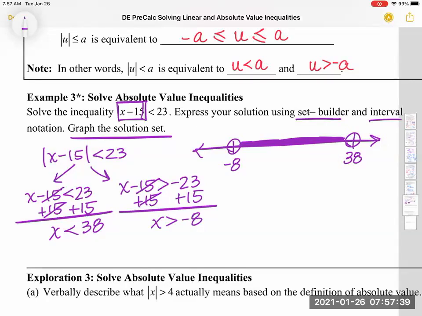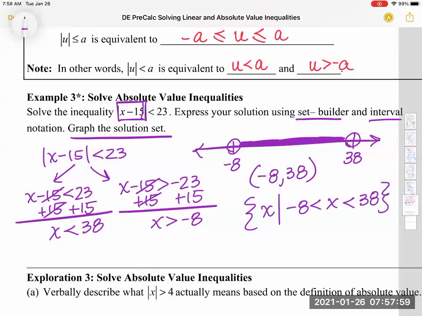Your interval notation would be parentheses, negative 8, comma, 38, like that. And your set builder notation would be little curly brackets, x, line, and then we can write this as negative 8 is less than x is less than 38, okay? You just take your number that's on the left and put it on the left-hand side of the inequality, take the number that's on the right and put that on the right-hand side, put the x in the middle, and you're good to go.